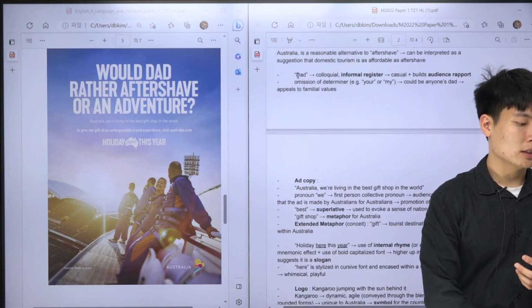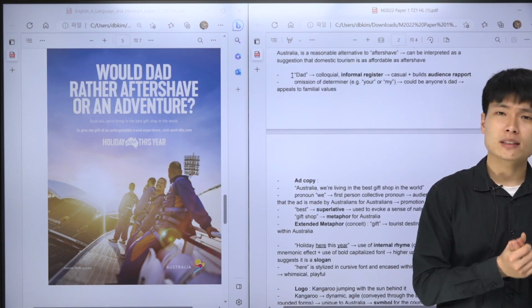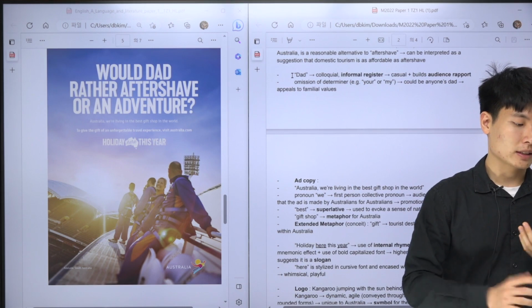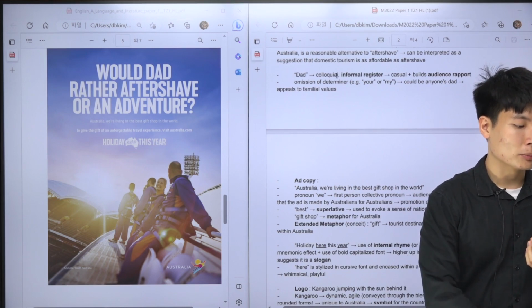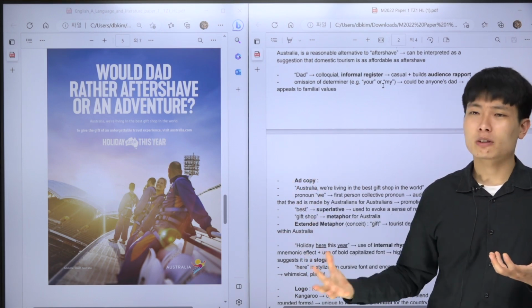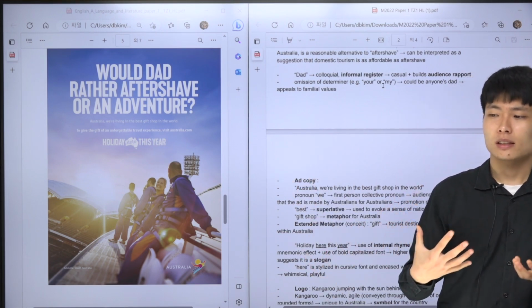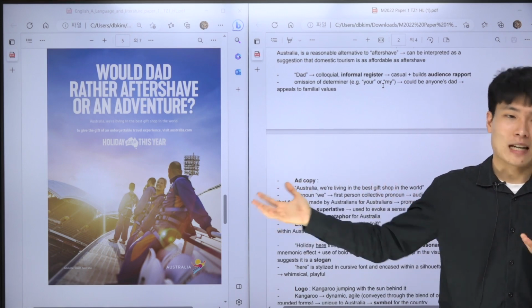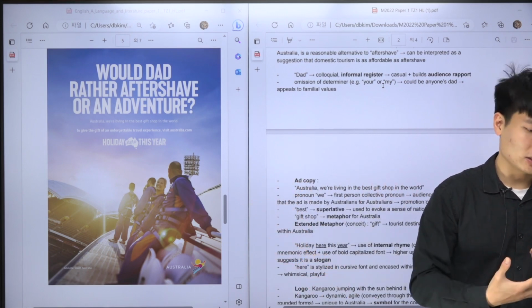We could also mention the use of the word dad itself. It's very colloquial. We could use the term informal register to talk about that word dad. And what it does is that it builds audience rapport. It doesn't come across as too serious. You can jive with this advertisement. It seems to understand you.